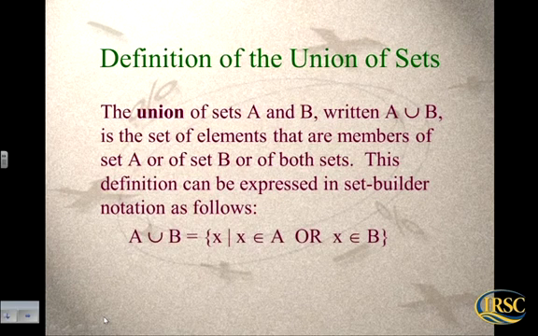This definition can be expressed as follows here. A union B equals the set of all elements X such that X is an element of A or X is an element of B. So what's the key word for this one? Or. So the union is going to be set A or set B or both. In other words, you're joining the two sets together.